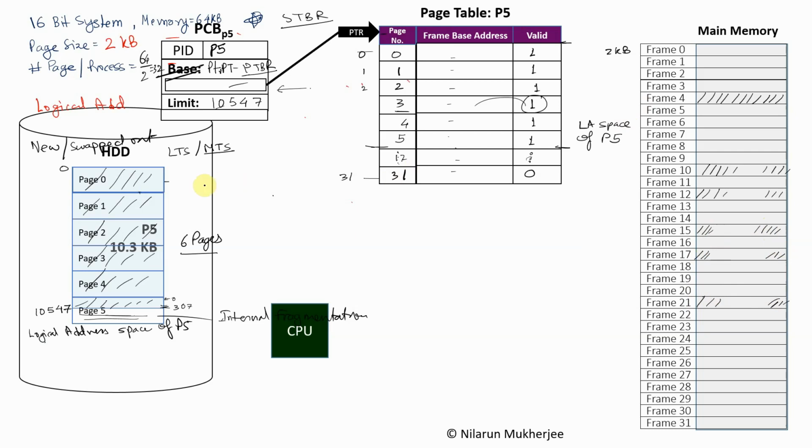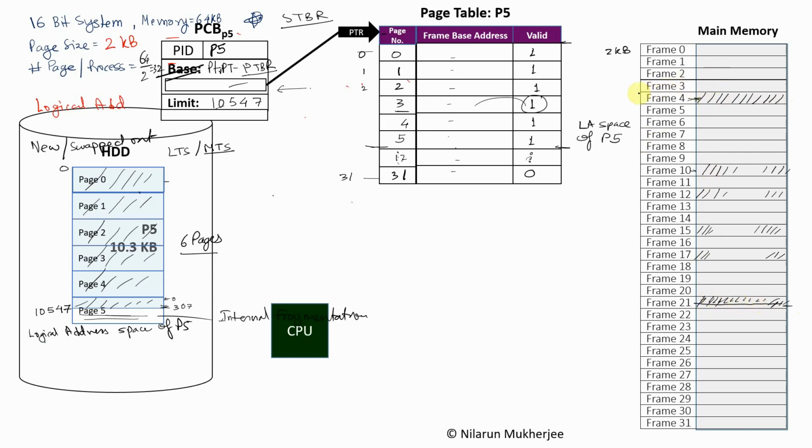So when the process is loaded by the LTS or MTS, they are allocated to particular frames. Among these frames, the page that is loaded in this frame will consume all the memory in the partition of the frame, but in the last it will take somewhat up to this. The rest will be internal fragmentation.